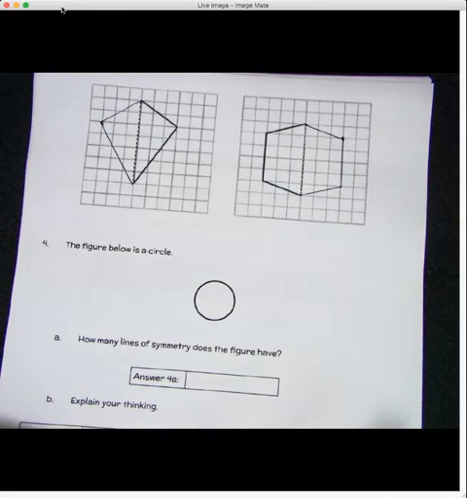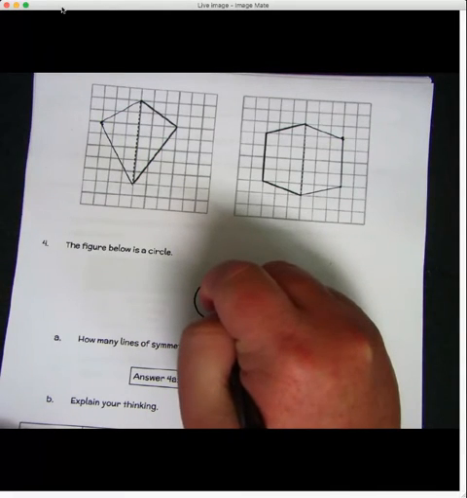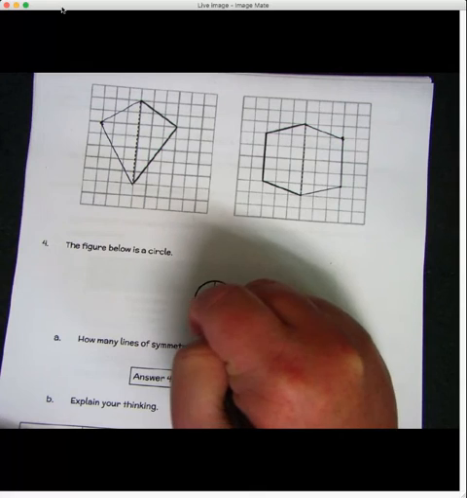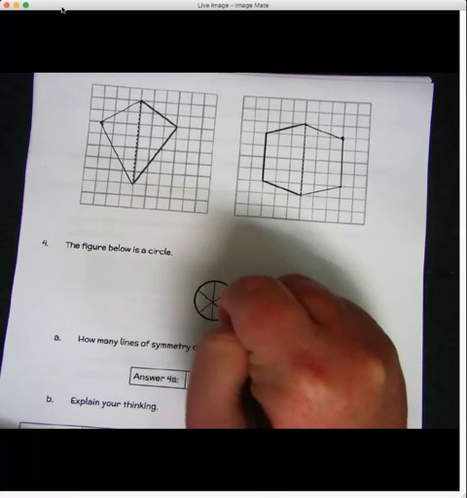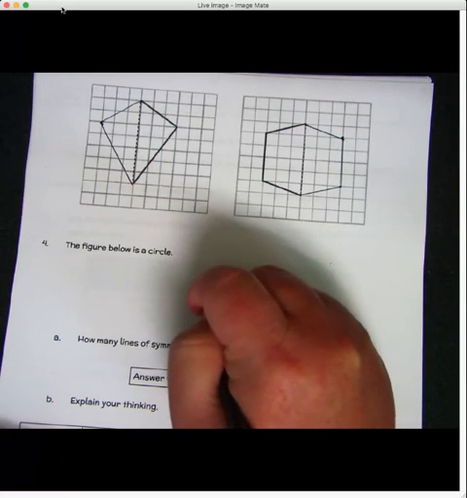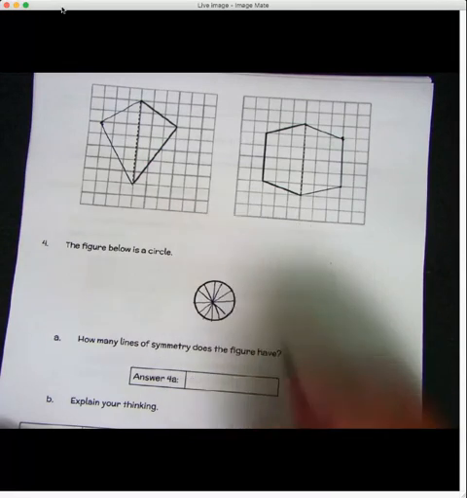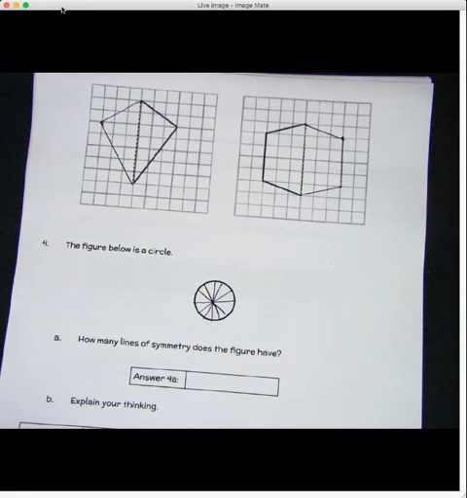What about an old circle here? How many lines of symmetry does a circle have? Oh my goodness. It has forever lines of symmetry. I can draw that way, that way, that way, that way, that way. I mean, as long as you draw through the center of the circle, you can draw a lot of lines of symmetry, couldn't you, on a circle?